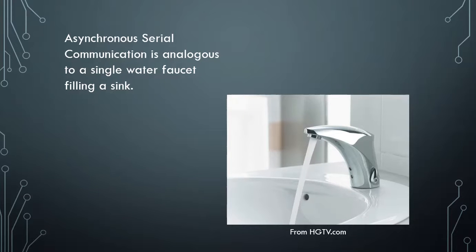Asynchronous serial communication can be thought of as a single faucet pouring water into a reservoir. The faucet is analogous to a wire or signal, and the water is analogous to data bytes. A faucet can only fill 1 gallon at a time, just as asynchronous serial communication only transfers 1 byte at a time. The rate at which bytes are transferred is known as the baud rate.